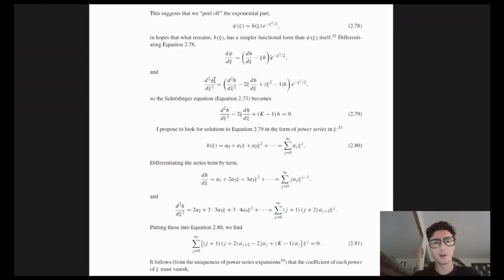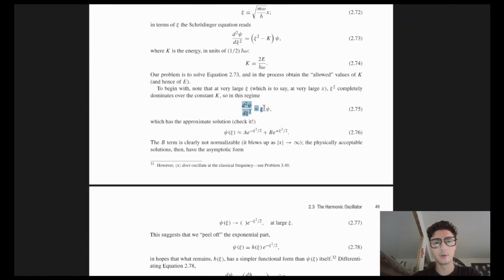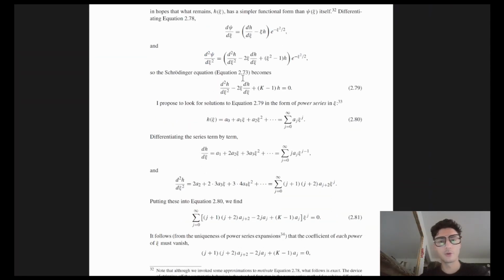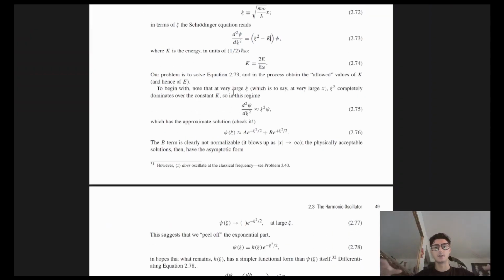Alright, now take the derivative again and we get this. Basically we take two derivatives because we're trying to build up this equation here, and it has the second derivative with respect to xi. We just take the solution, differentiate twice, and we get this. So the Schrodinger equation 2.73, which we saw over here, the full Schrodinger equation, now we bring back the K because this approximation was just to see what happens at the ends of the wave function.